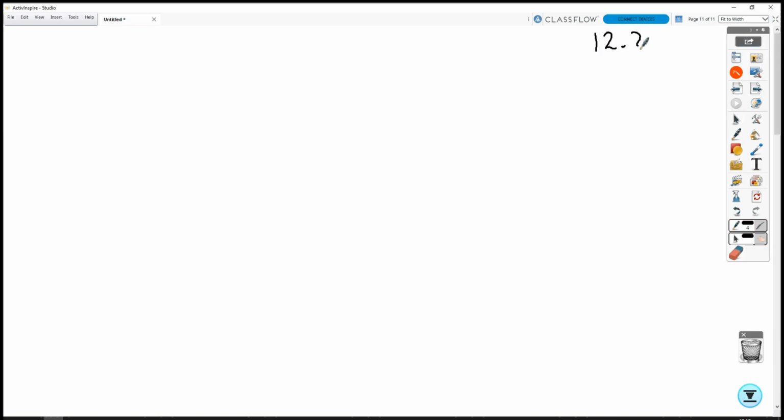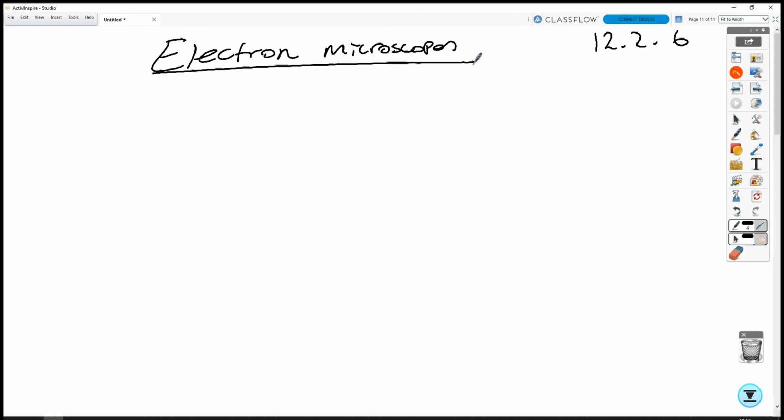This is 12.2.6, electron microscopes. You need to know about two types of electron microscopes for your A level.